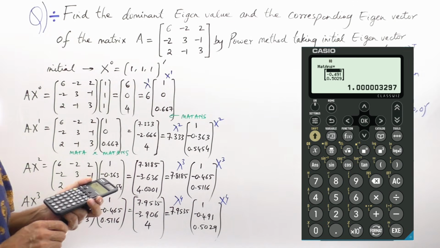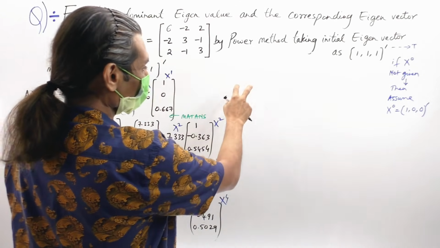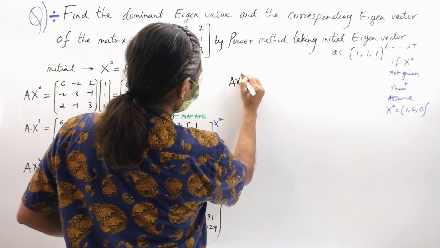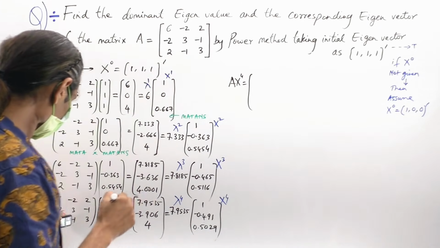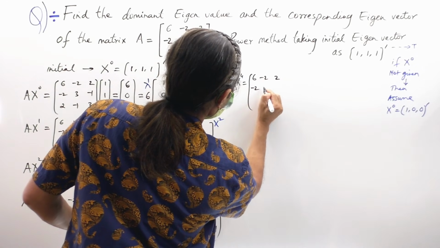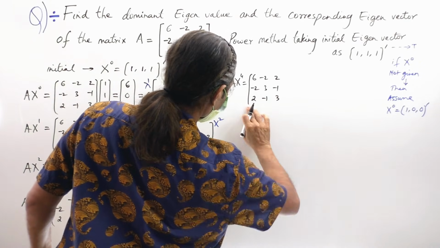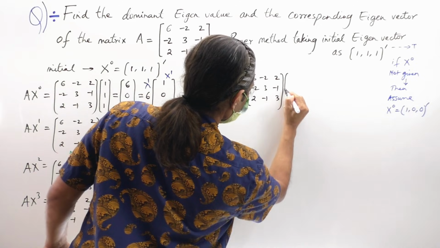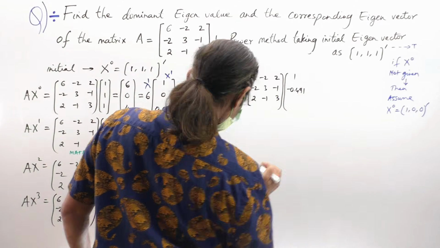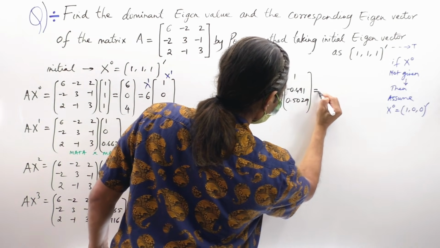So one more iteration now we are going to do. So again, we will do here what? A into x4. Okay, right here. So we have again A into x4 is equal to, again, 6 minus 2, 2, 6 minus 2, 2, then minus 2, 3, minus 1, and 2 minus 1, 3. Into, what do we have here? 1 minus 0.491 and 0.5029.